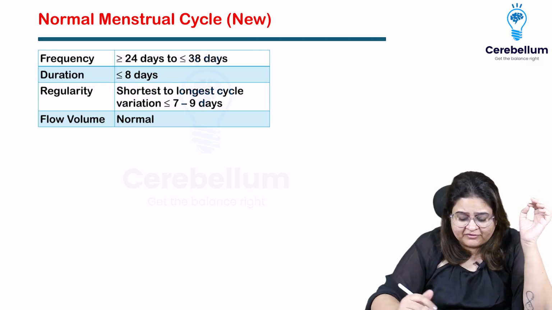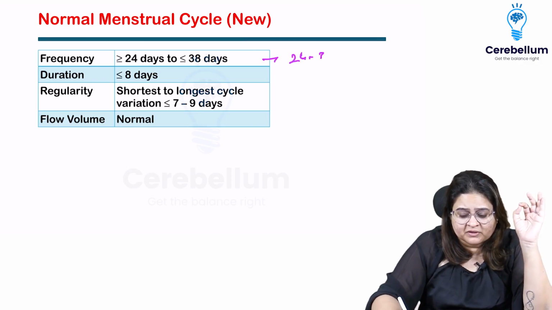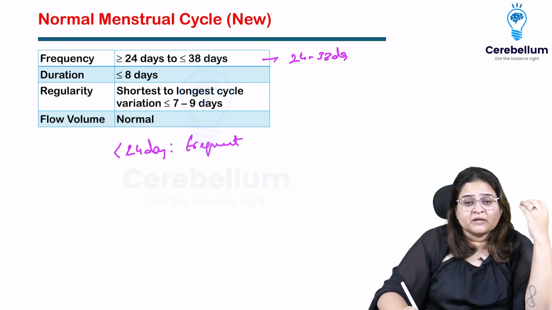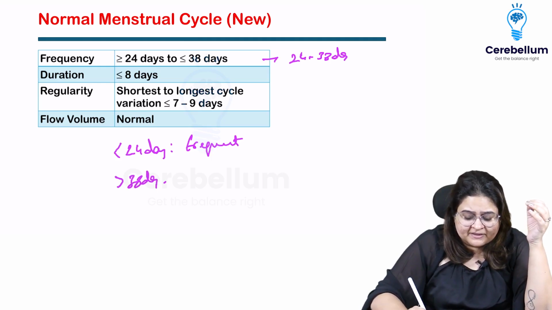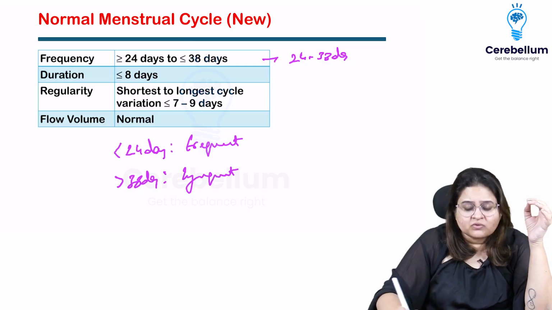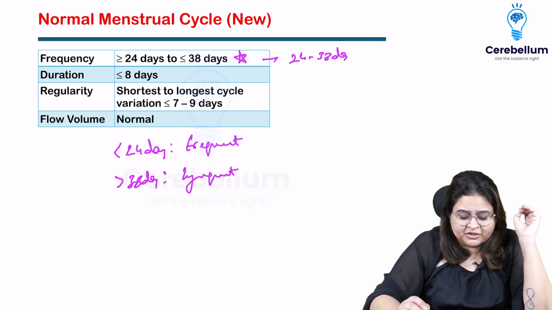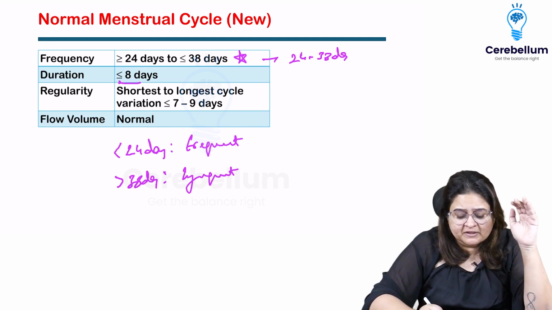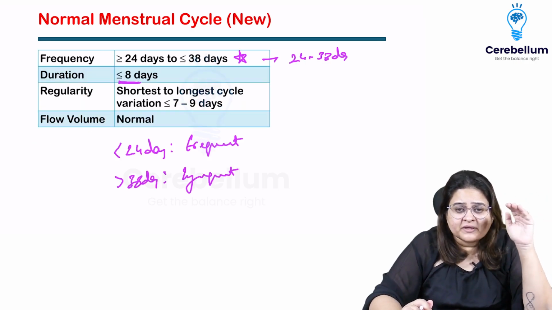Now the new definitions are that the frequency is now between 24 to 38 days. Anything less than 24 days is now called a frequent cycle, what we used to call polymenorrhea. Anything more than 38 days is an infrequent cycle, what we used to call oligomenorrhea. So that's the first important change. The second important change is that the lower limit of bleeding has been removed and the upper limit has been increased to 8 days. It used to be 2 to 7 days. Now it is less than or equal to 8 days.